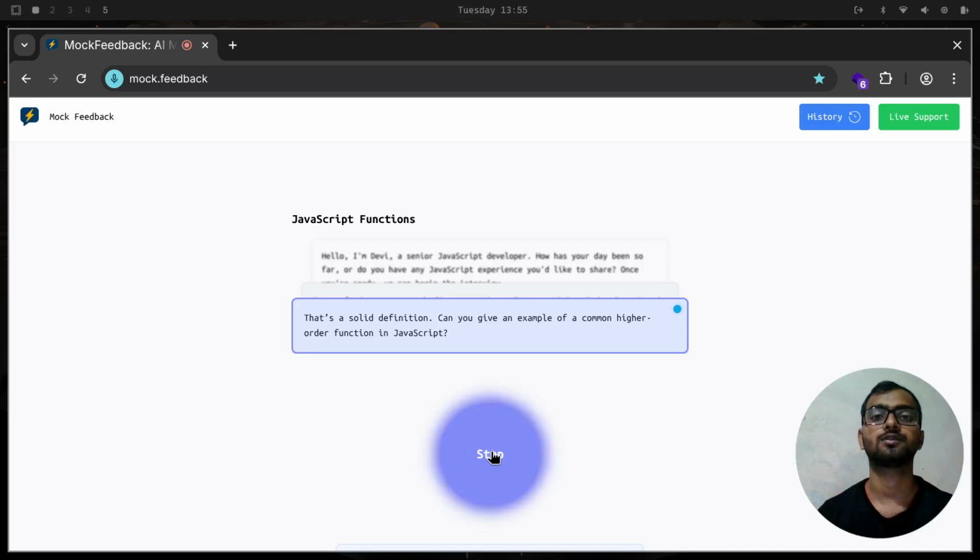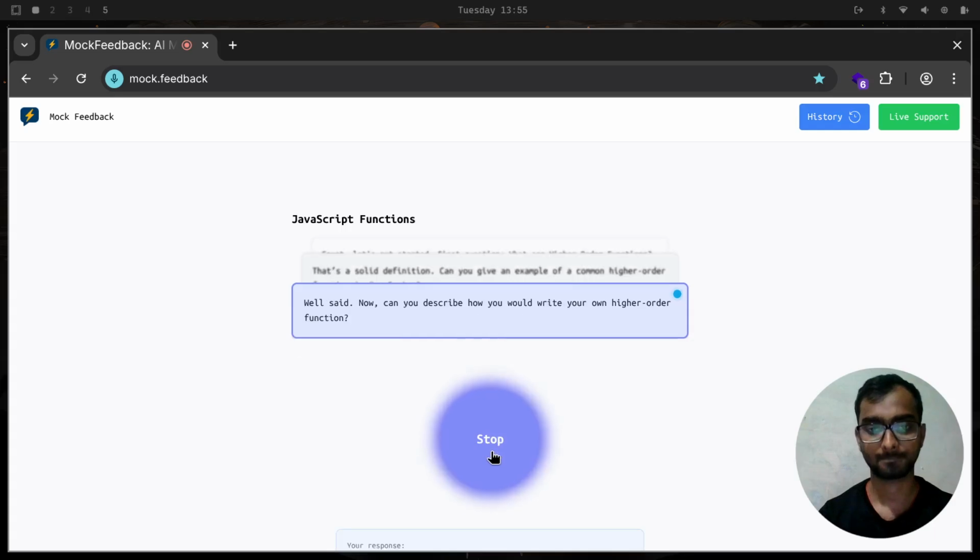There are a couple of higher order functions in JavaScript. The common higher order function examples could be the array methods like the map method, the reduce, or the filter methods. These methods take a callback function, so they can be called higher order functions. Well said. Now, can you describe how you would write your own higher order function?